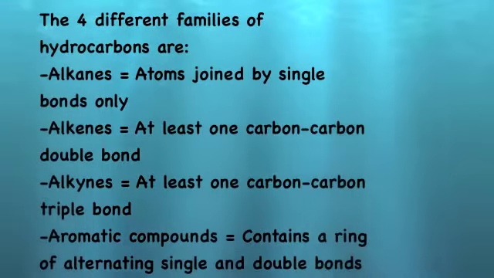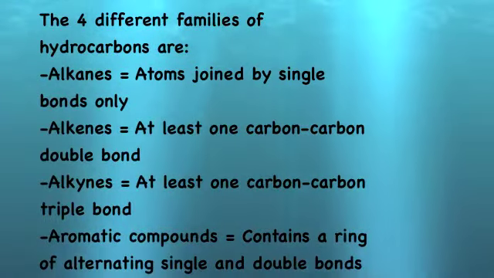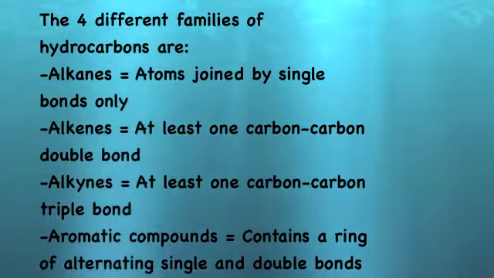The 4 different families of hydrocarbons include alkanes, alkenes, alkynes, and aromatic compounds. Alkanes are atoms joined by single bonds only. Alkenes have at least one carbon-carbon double bond. Alkynes have at least one carbon-carbon triple bond, and aromatic compounds contain a ring of alternating single and double bonds.